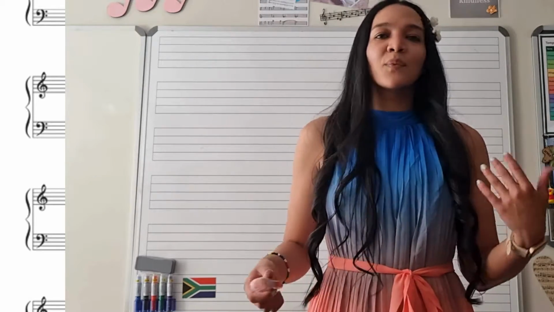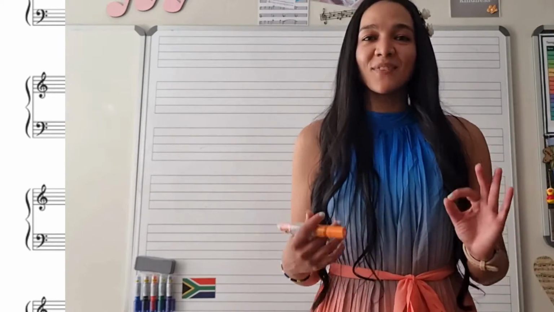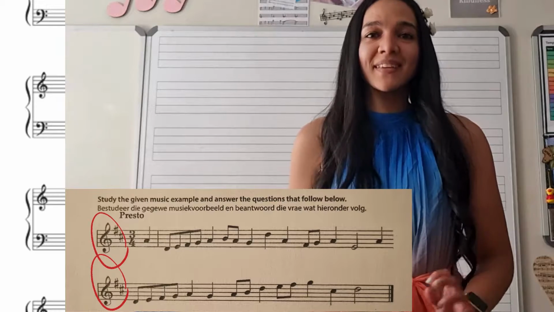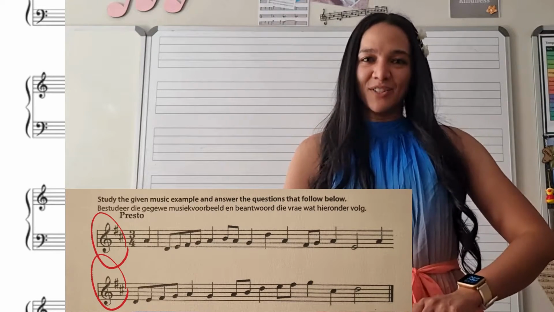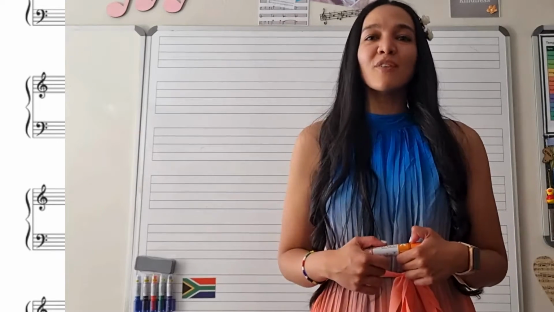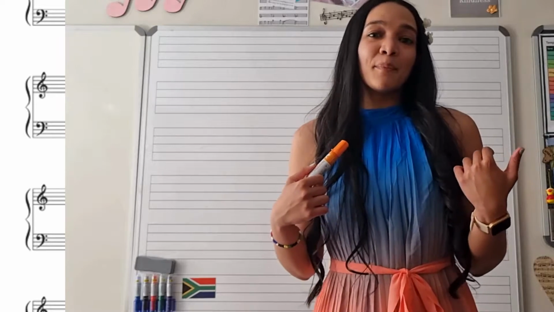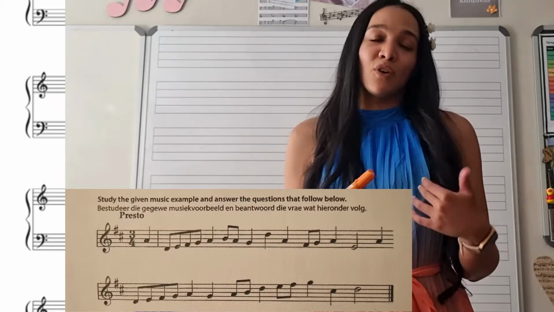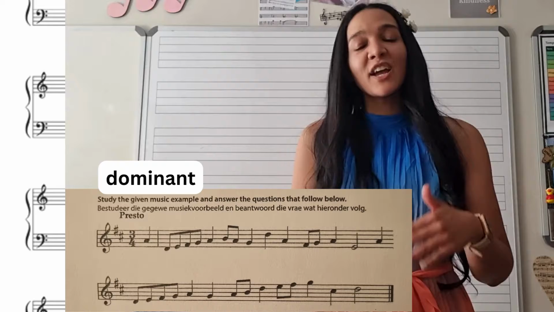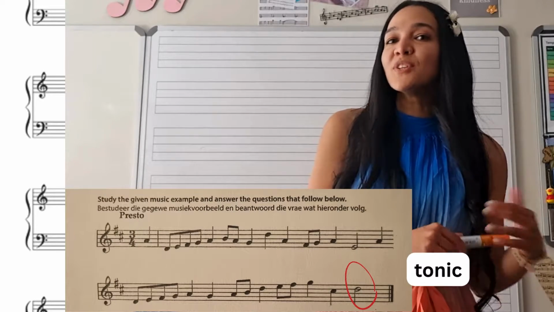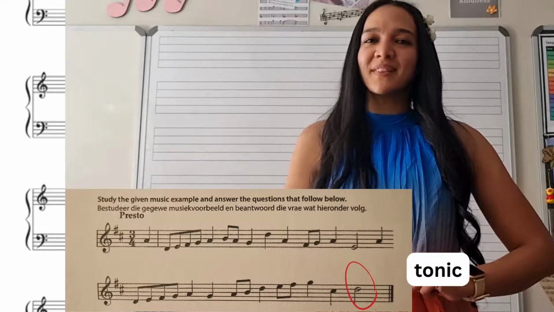In question 3.2, they ask us to name the key of the piece. Yet again, we're only allowed to go up to and including 2 sharps, 2 flats. This very extract has 2 sharps, and the key with 2 sharps is D major. This is also very much confirmed by the fact that the piece starts on the dominant of D major, which is an A, and it actually ends on the tonic, which is D. So that confirms that this is D major.